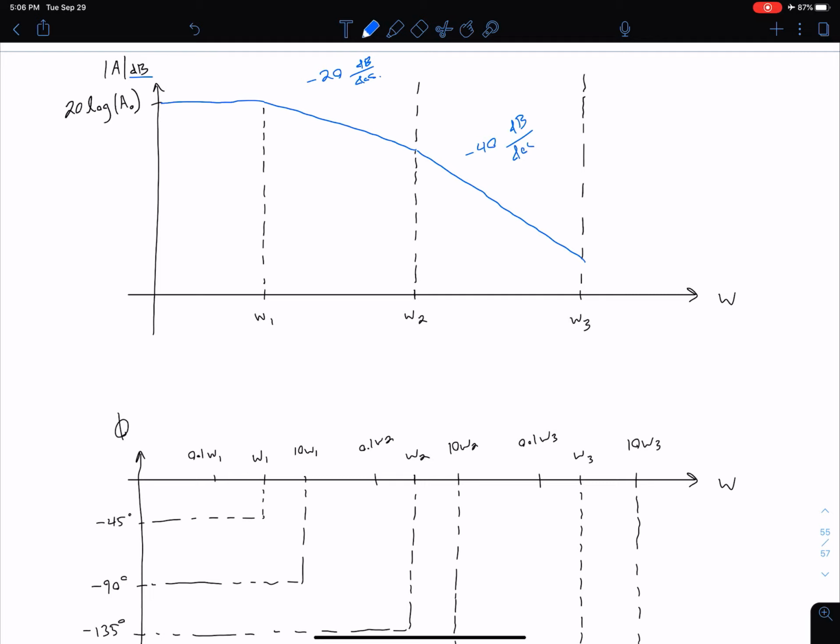Once we reach our third corner frequency, we have an additional contribution of negative 20 dB per decade, so that our overall slope in this region is going to be negative 60 decibels per decade. And that just continues as our frequency continues to increase. So we see once we get above that omega 3, our magnitude is dropping a lot quicker.